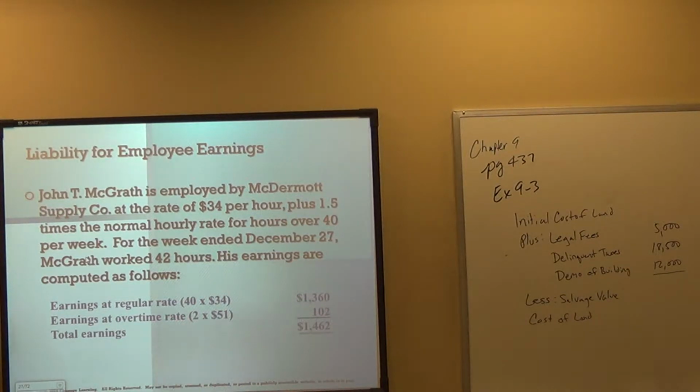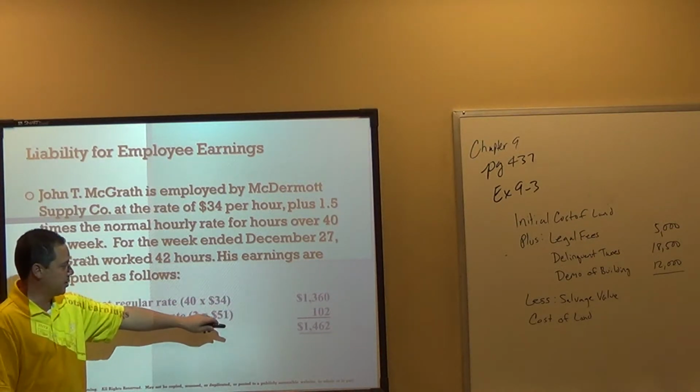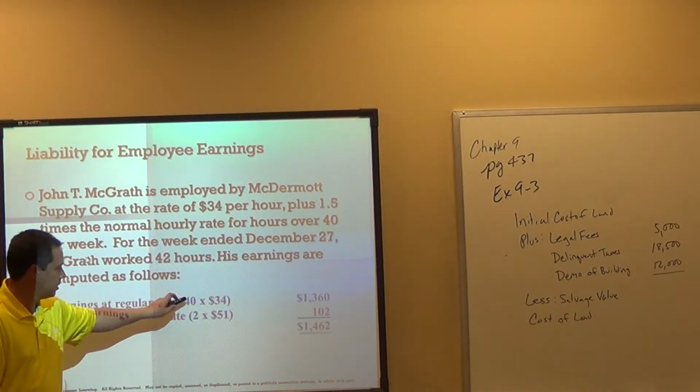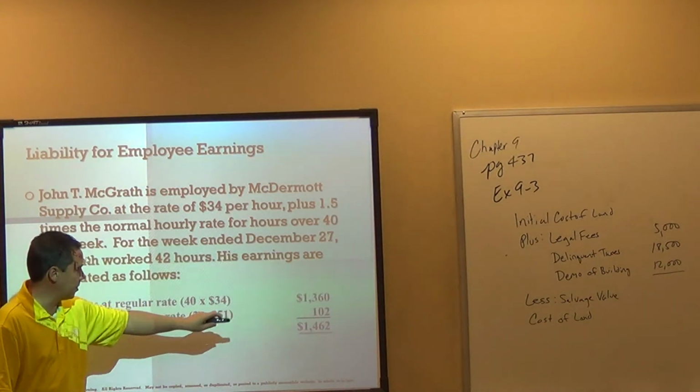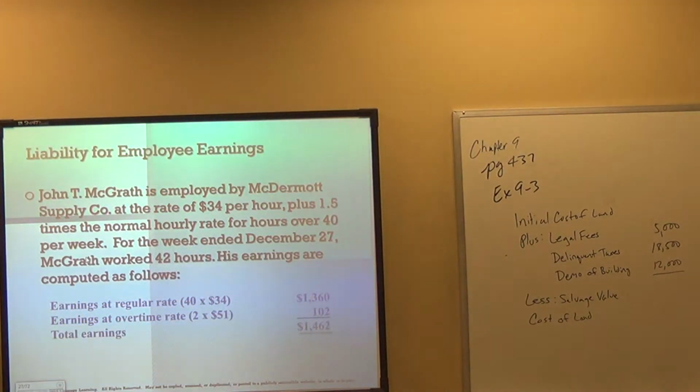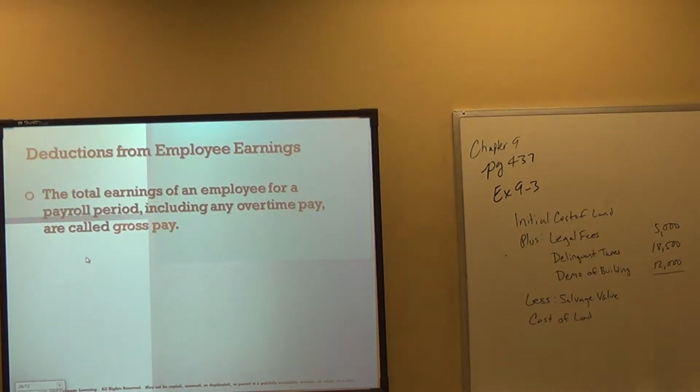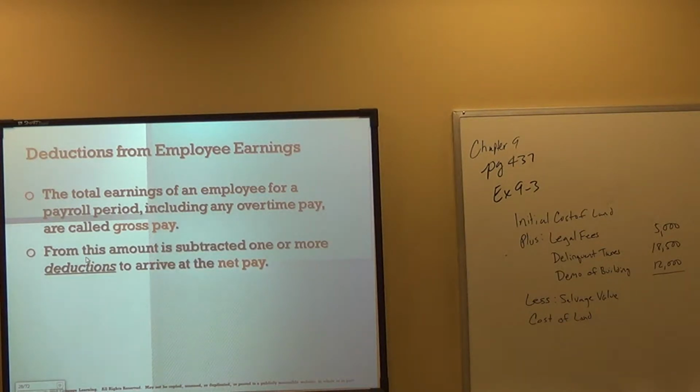So we work 42 hours, we have 2 hours of overtime. Here's our 2 hours of overtime, because it's time and a half. So it's $51 the rate. So 2 times that gives me my overtime, and the regular rate is there, just like this with my total earnings. Pretty simple stuff. Probably seen that quite a bit. So total earnings for an employee for a payroll period, including any overtime, is called their gross pay. That's what you have as your gross pay, which you should get, but before people take their cuts.